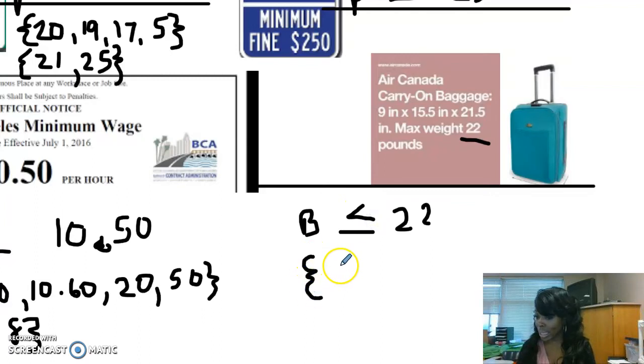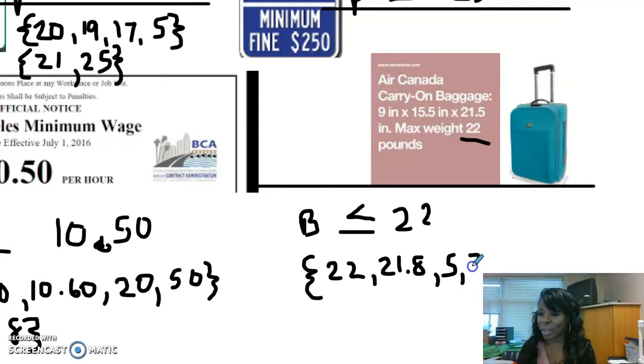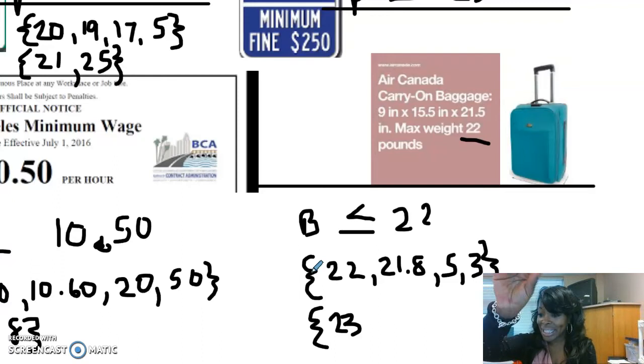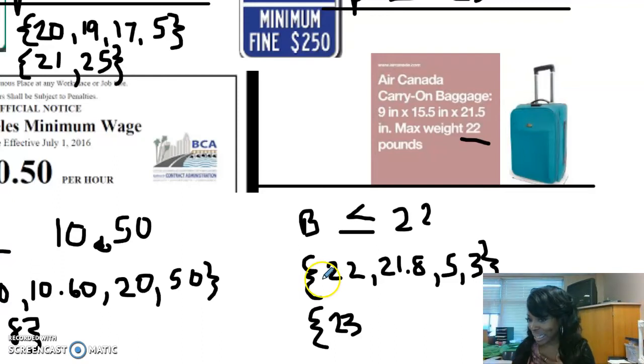So in our solution set, our baggage can weigh 22 pounds. Our baggage can weigh 21.8 pounds. Our baggage can weigh 5 pounds. Our baggage can weigh 3 pounds. And that would never be my bag. Okay, but if our baggage goes over, and let's just put 23. If you go to the airport and your baggage is 23 pounds, they're going to hand it back to you. Here you go. Take something out. Okay, that's happened to me.